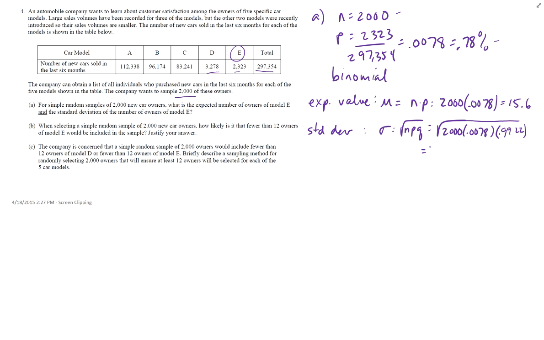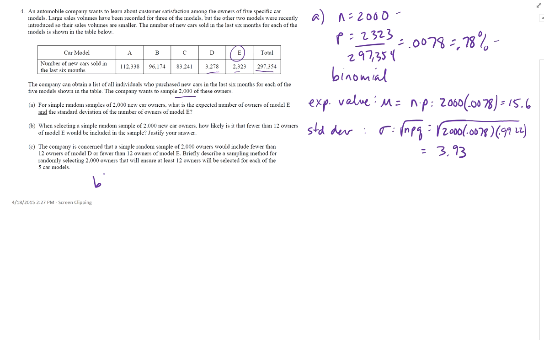And you get, for this one you kind of have to just round, but I'm going to go ahead and do it to 4 decimal places, 3.93. Okay, so there's A. So I would expect 15.6 people to choose car E with a standard deviation of 3.93.